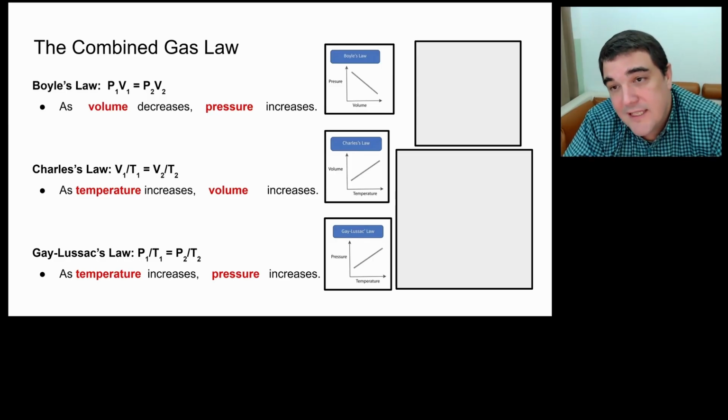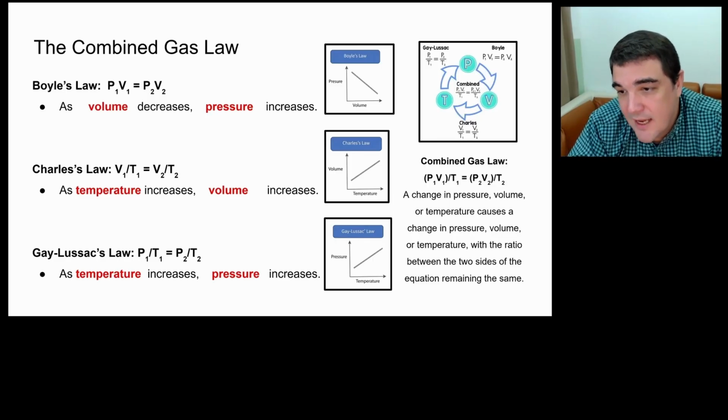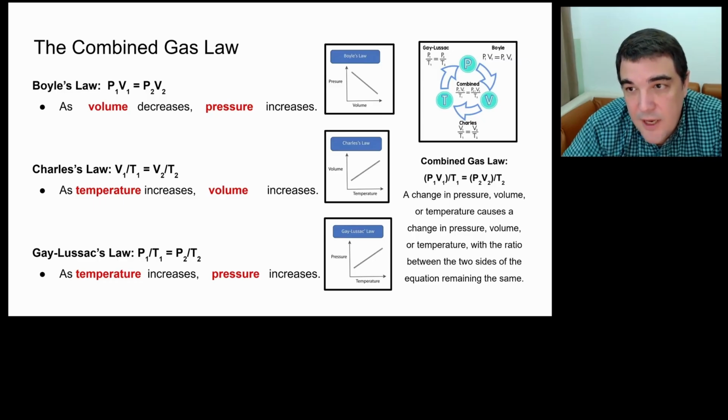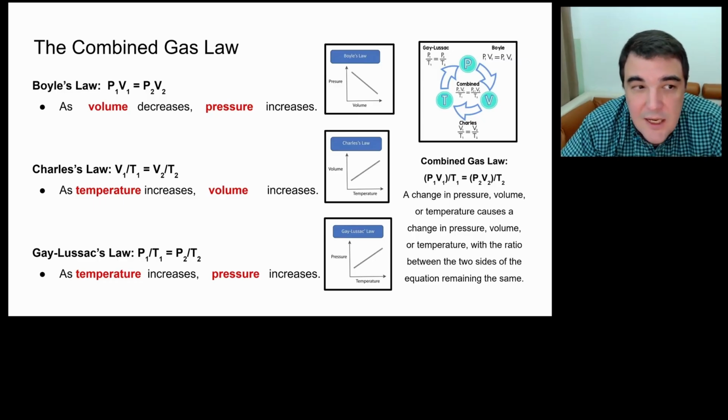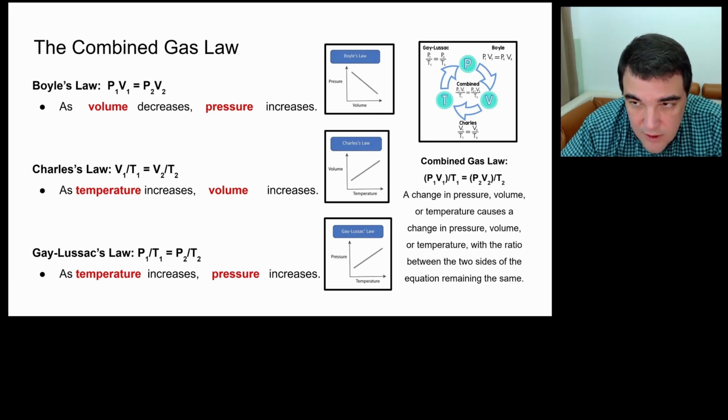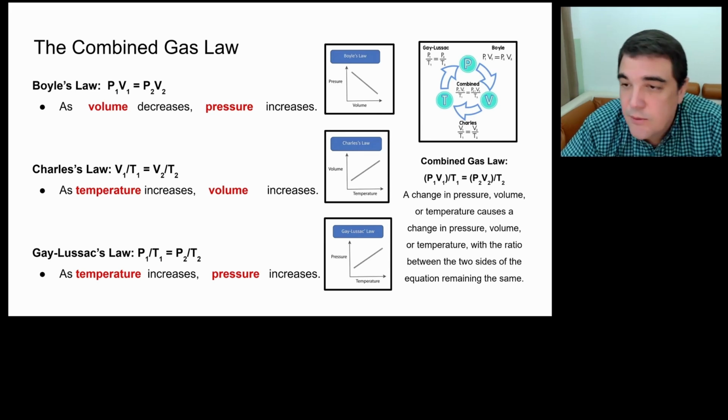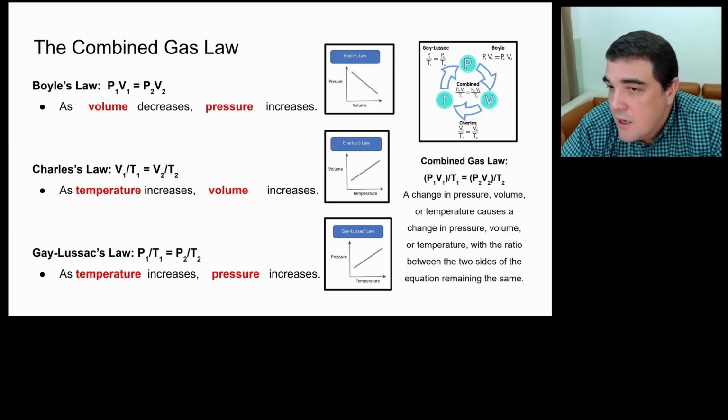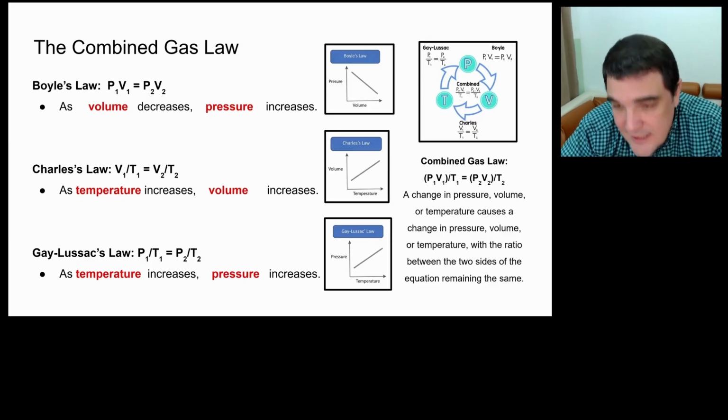And we can put all of this together into the combined gas law, where all three are put into the same formula. So we have P1 V1 over T1 is equal to P2 V2 over T2.